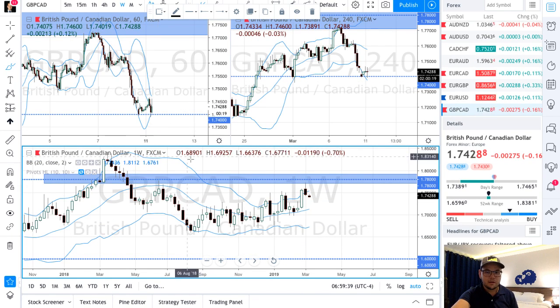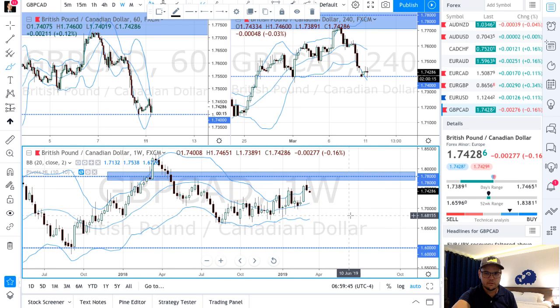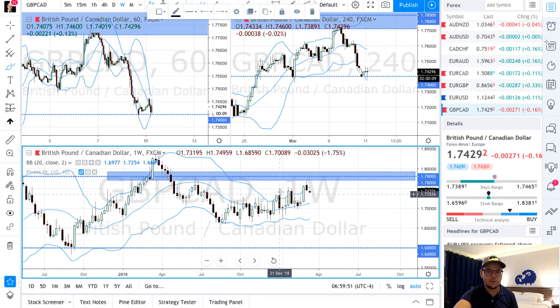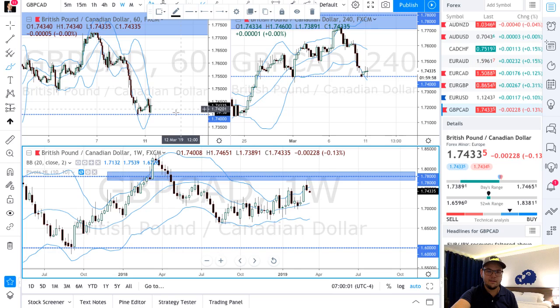GBP CAD is going back to retest a resistance area here at 1.78. Yeah, 1.78. That's when you want to look for a bearish setup on this pair. I believe it's not quite there yet, but when it gets closer to the level, you want to look for your bearish trades with the Bollinger Band in my case. So you wait for price to hit the upper band of the Bollinger Band and do a nice engulfing candle at the same time. Okay.